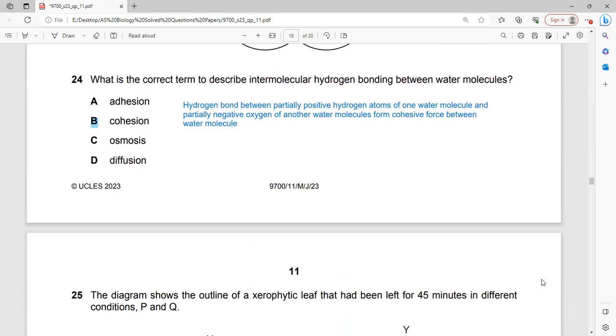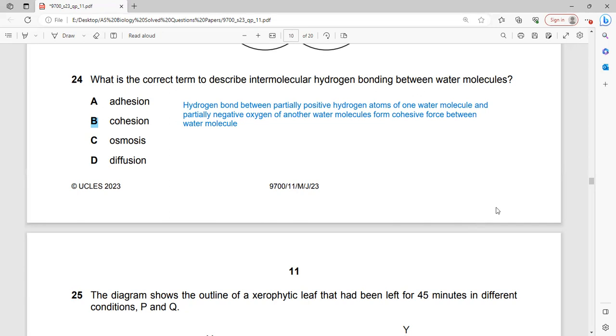What is the correct term to describe the intermolecular hydrogen bonding between water molecules? So what is intermolecular hydrogen bonding? The hydrogen bond is present between the partially positive hydrogen atom and the partially negative oxygen atom of another molecule. And this force of attraction is called cohesive forces, and this is called cohesion. So B is our correct option here.